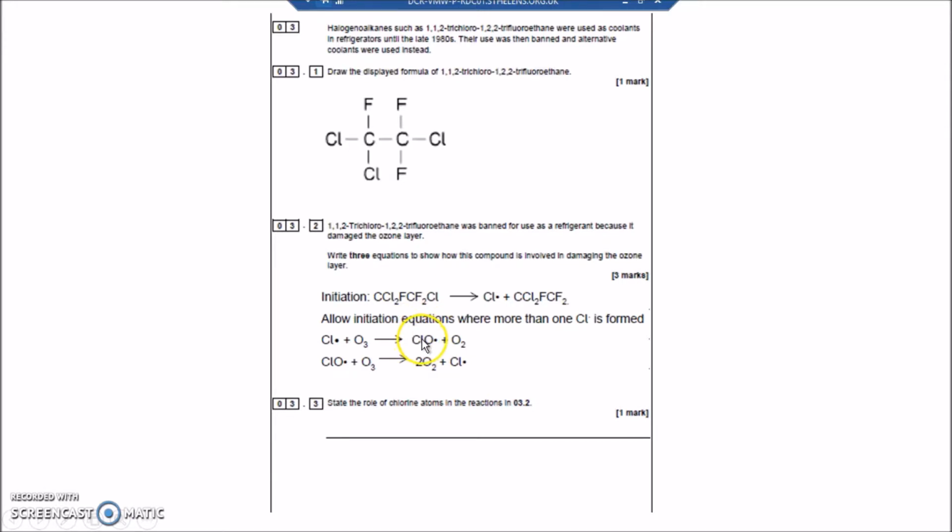This is going to react again with more O3. What's the only thing that O3 can turn into? O2. I've got 4 O's here, so if I put 2 in front of the O2 it balances. What I've got left, that I've not used, is a Cl and the dot, and that goes onto the Cl and replenishes the Cl. That means this is a chain reaction. The Cl that's made keeps being remade. It's a catalyst.